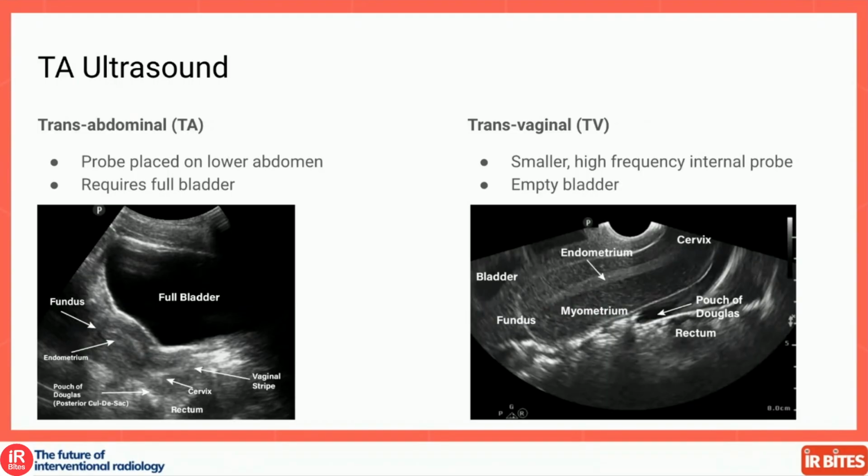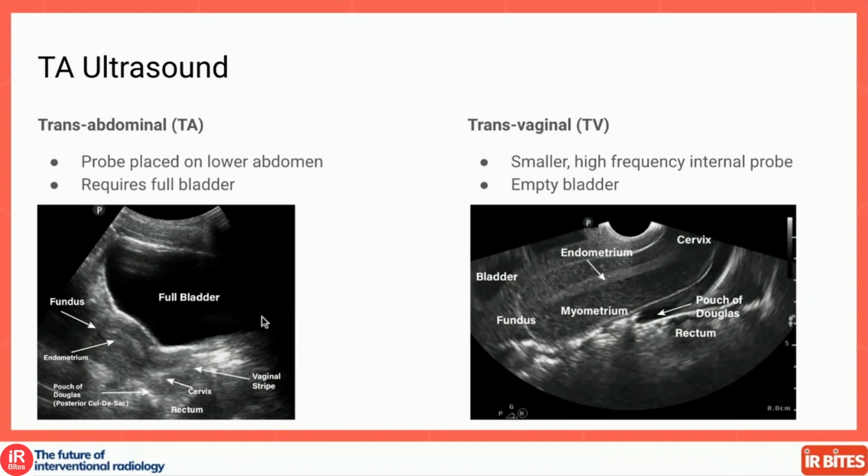So you can have either a transabdominal ultrasound or a transvaginal ultrasound. The abdominal one is where the probe is placed on the patient's lower tummy, and the patient needs a full bladder for the scan because the bladder is used as an acoustic window to transmit the sound and get good pictures. Whereas the transvaginal is more invasive. It's an endocervical probe that is smaller and has higher frequency.